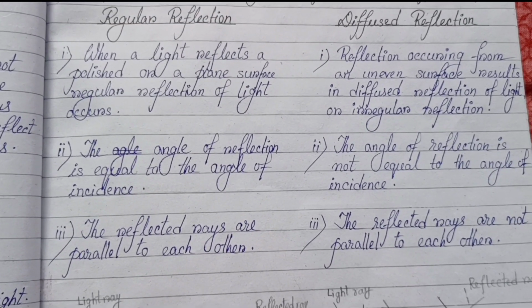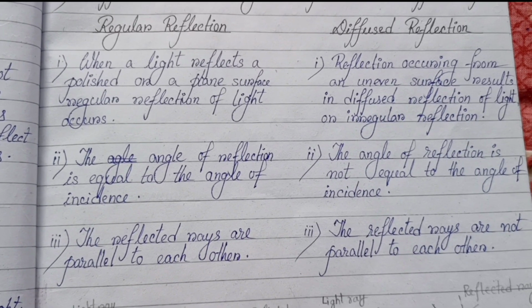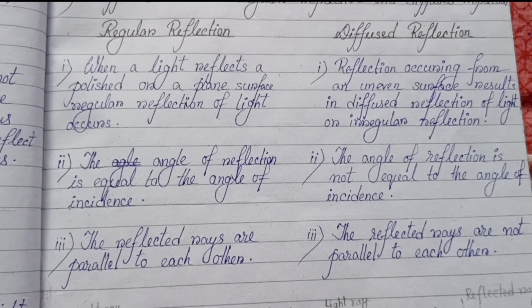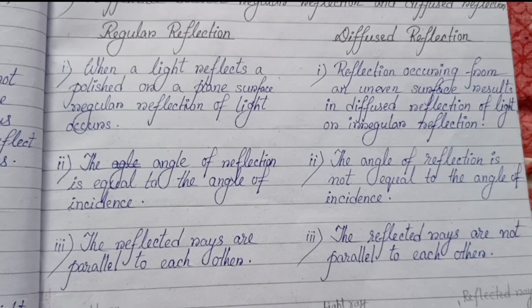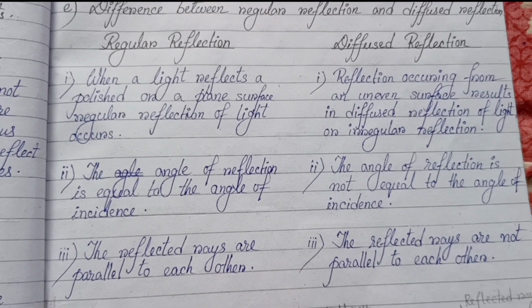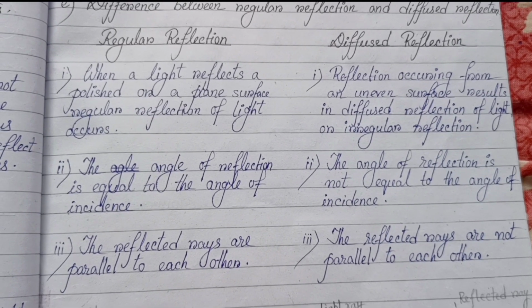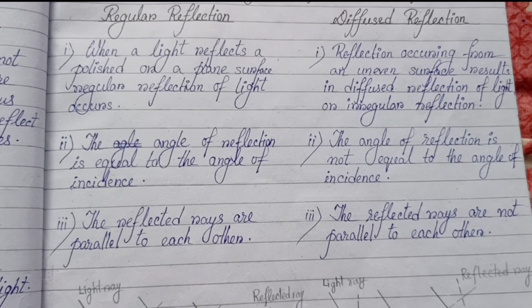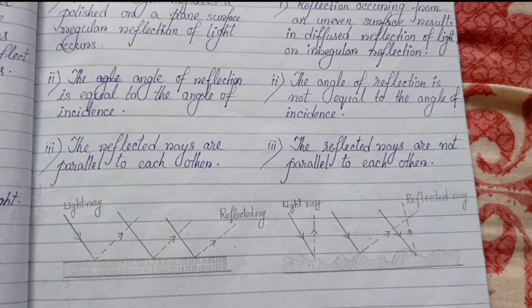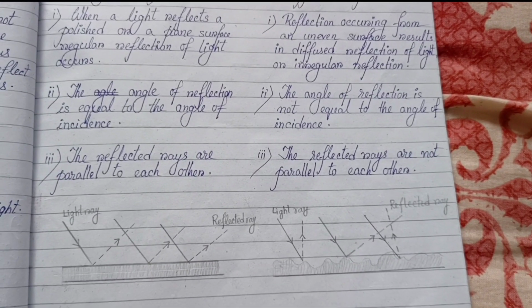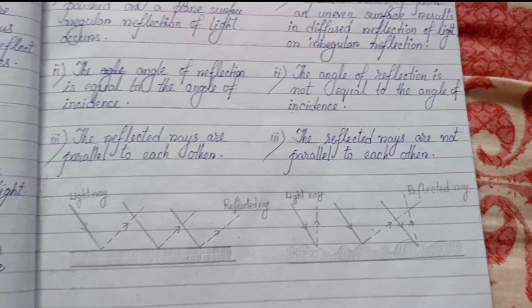Number 2. Under regular reflection, the angle of reflection is equal to the angle of incidence. Diffused reflection number 2, the angle of reflection is not equal to the angle of incidence. Number 3, under regular reflection, the reflected rays are parallel to each other. Here number 3, the reflected rays are not parallel to each other. So these are the diagrams of regular reflection and irregular reflection. After the difference, you should draw the diagrams too.